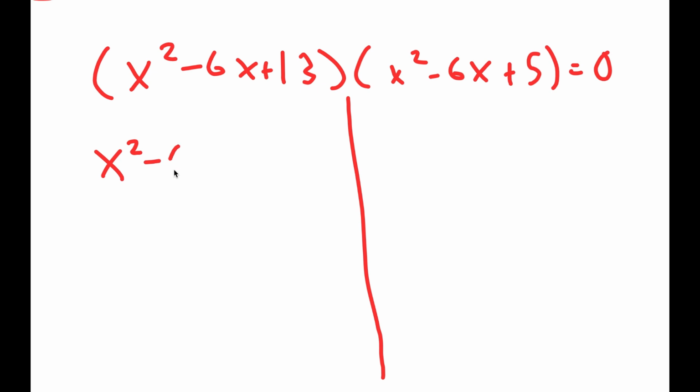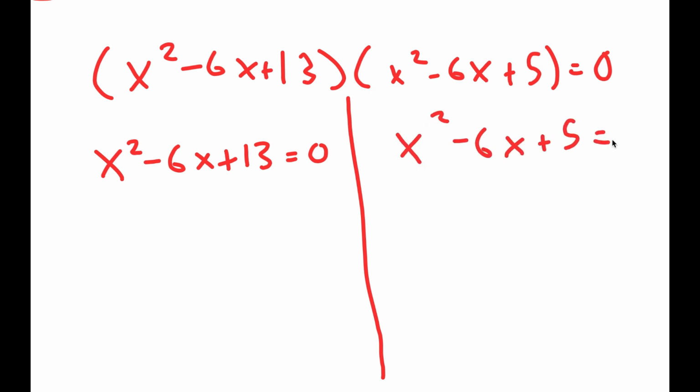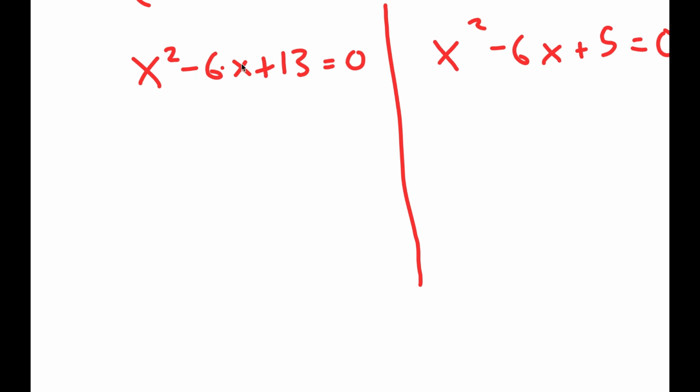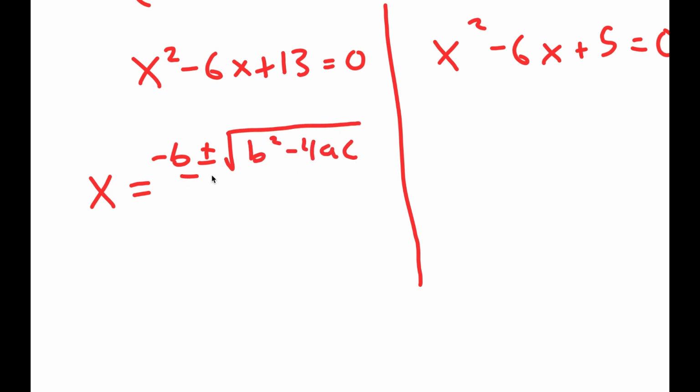So I have x^2 - 6x + 13 = 0, and this is my first equation. And I also have x^2 - 6x + 5 = 0. It's my second equation. And I'm going to be using the quadratic formula to solve both of these. So for x^2 - 6x + 13 = 0, I have x = (-b ± √(b^2 - 4ac)) / 2a. This is my quadratic formula.